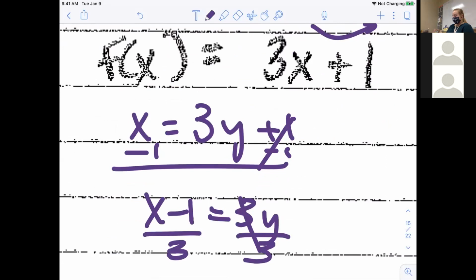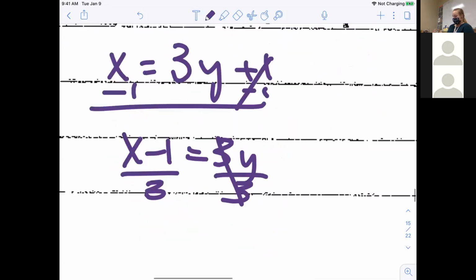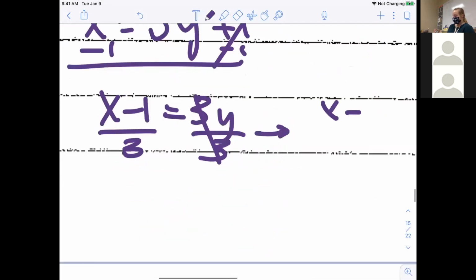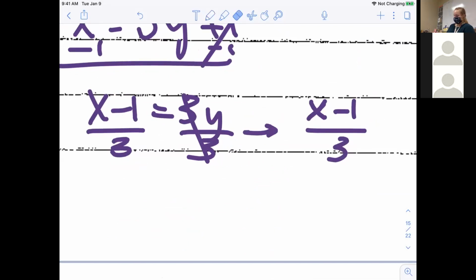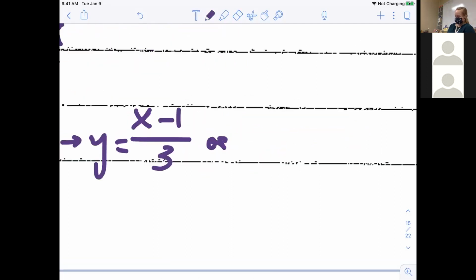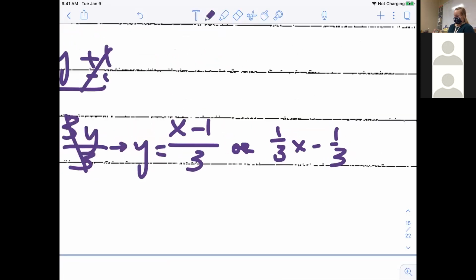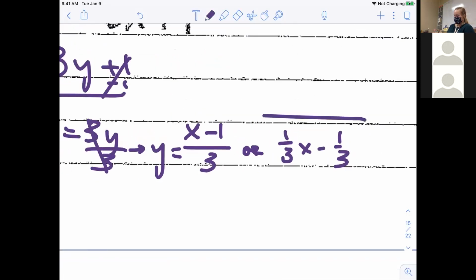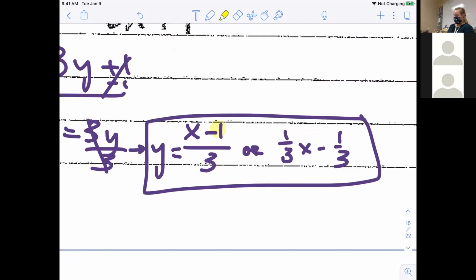In order to get rid of the 3, you divide both sides by 3. And so that gives me x minus 1 over 3. And put a y equals in front. You also can split that into fractions. You can write 1/3 x minus 1/3. That's okay. I personally would rather leave it in the big fraction like this. I think that's just as simple and it means the exact same thing.